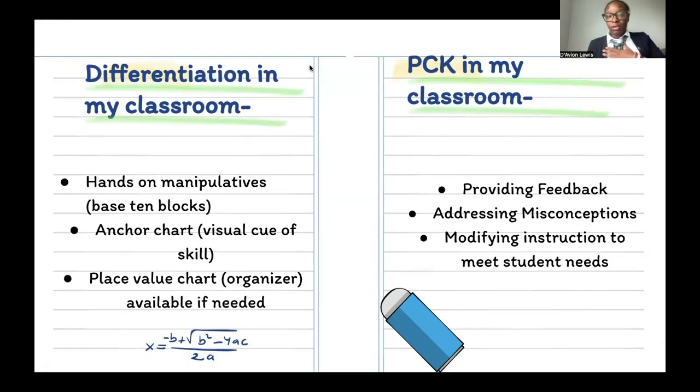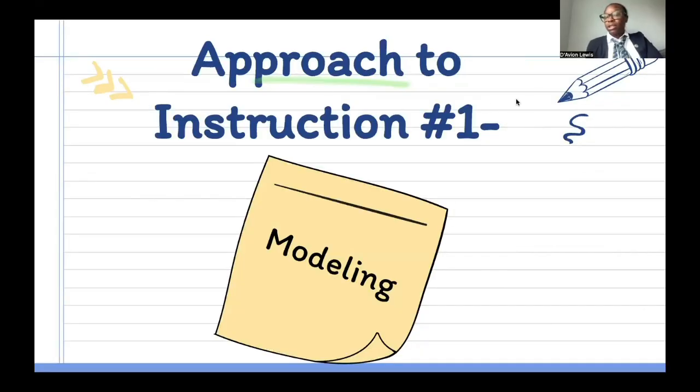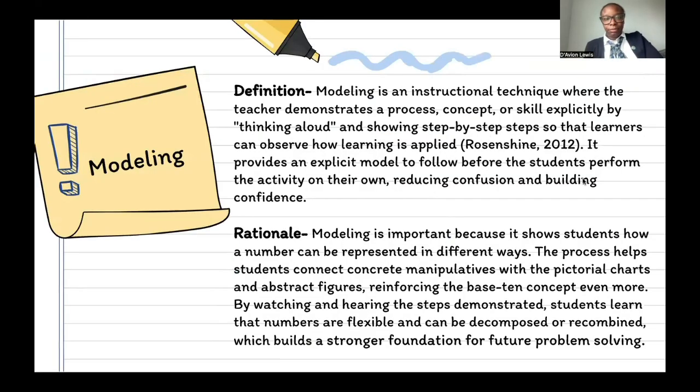So how did I show differentiation in my classroom? I had hands-on manipulatives, so base 10 blocks, anchor charts around, which are a visual cue of the skill, and I also provided place value charts if needed. For PCK in my classroom, I provided feedback, I addressed any misconceptions, and I modified the instruction to meet students' needs if I had to.